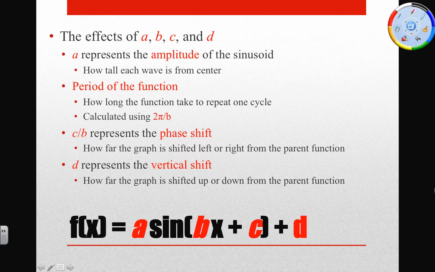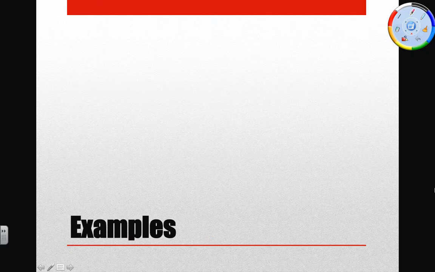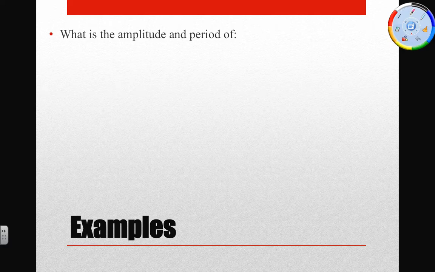So it's how far do we shift up and down from the parent function. So a couple examples, non-graphing ones, but what I want to know is what's the amplitude and period. All four of them are really very important, but these are two kind of the easy ones to figure out. I want to know what's the amplitude and period of these functions.